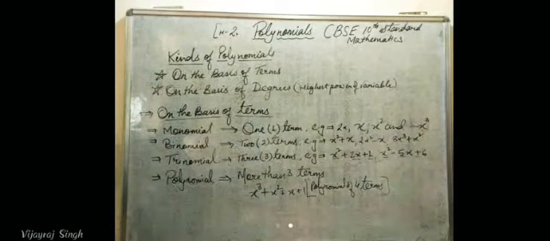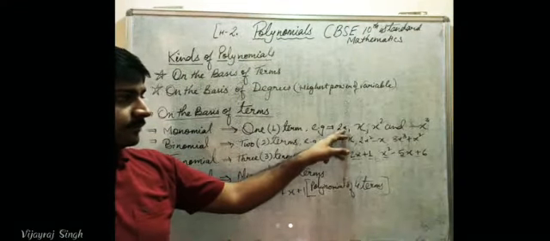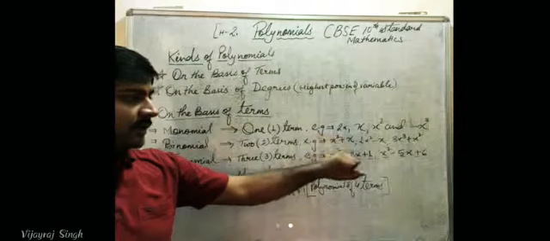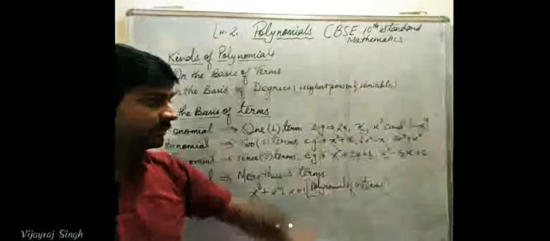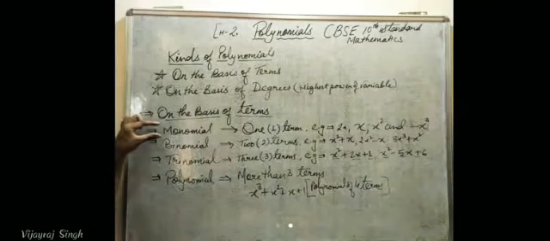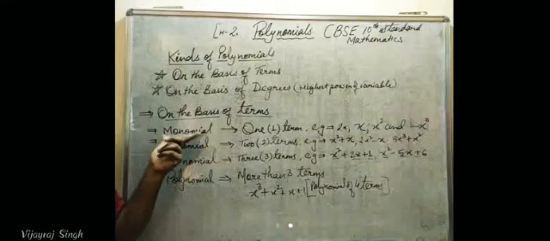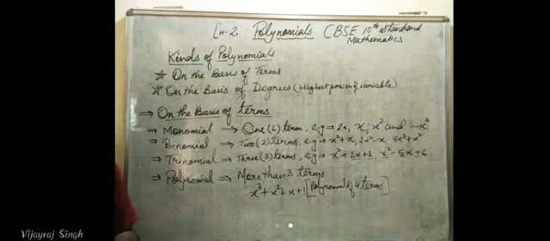If one term is there, it is a monomial, like 2x, which is a single term. Only x, a single term. x square is a single term. Minus x cube is also a single term. So for all single-term polynomials, the particular name is monomial.